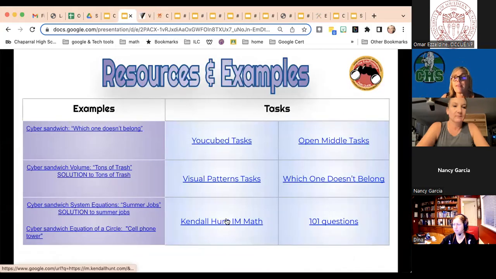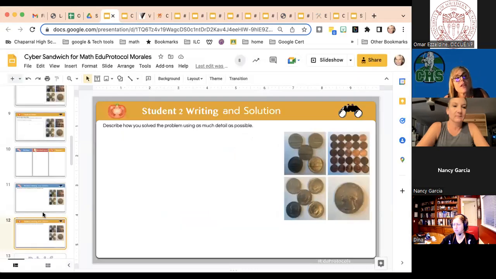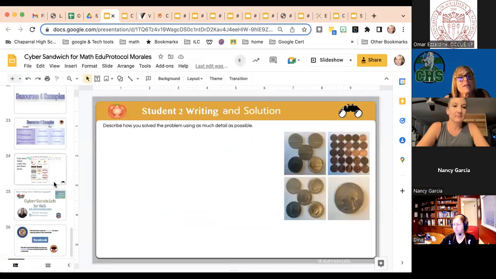Kendall Hunt Math, that's Illustrative Mathematics. That's where I got the Tons of Trash one. They have fabulous tasks there. And of course, Open Middle and Which One Doesn't Belong. So there are opportunities to not just use your curriculum, but to pull from some other places to get some high quality word problems.